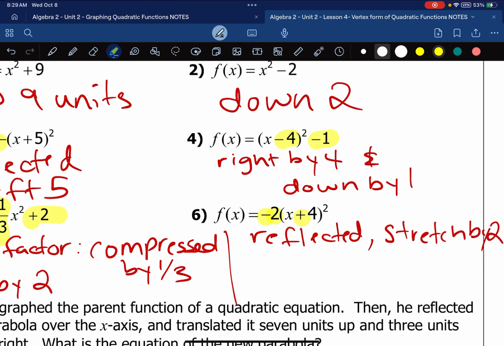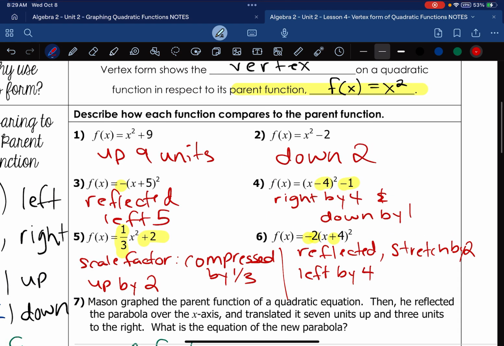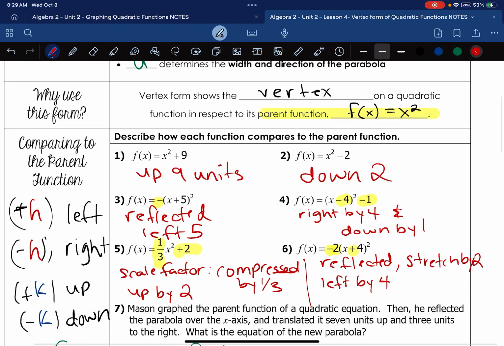Next, we have this +4 on the inside, so that's a shift left by 4. All right, so that's how we describe each function. Anytime it says describe, know that that's just meaning you've got to give me in words what's happening. The words are those transformation words, up and down, left and right, a compression or a stretch, and you have to tell me by how much.